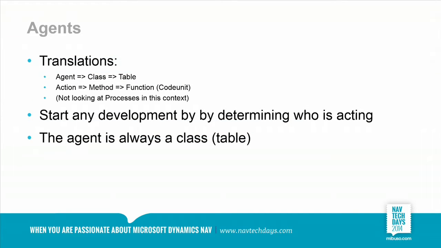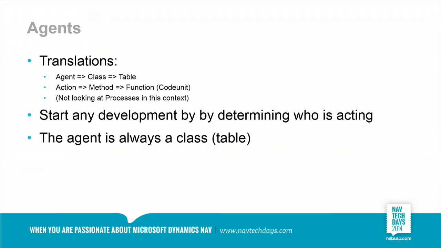Translating that, an agent is a class, like in an object-oriented language. In NAV, that will be like a table. An action is a method in an object-oriented environment or a function in a code unit. I'm not looking at processes in this context. That will lead us too far.